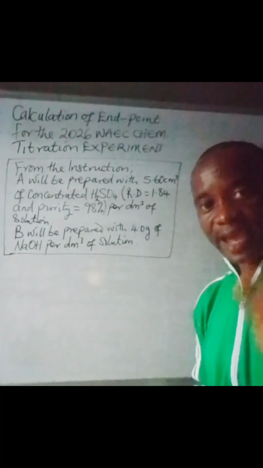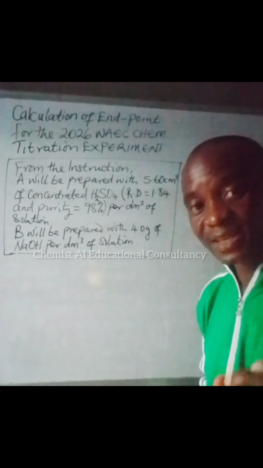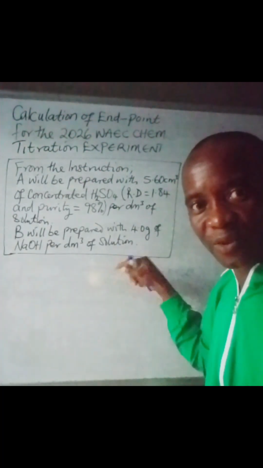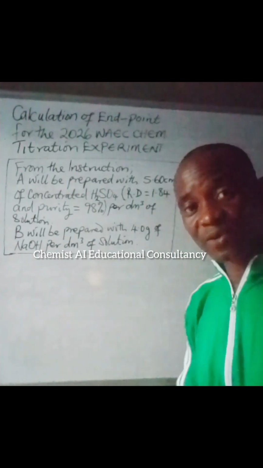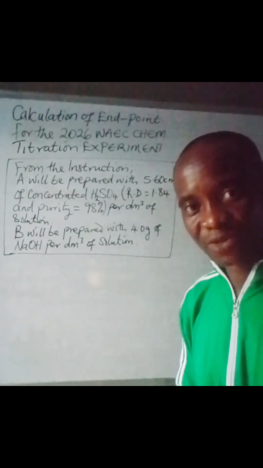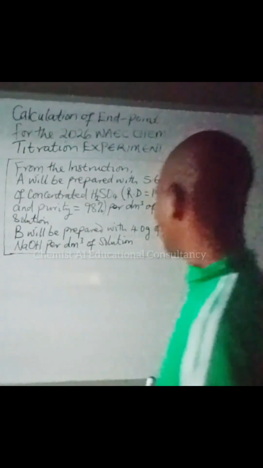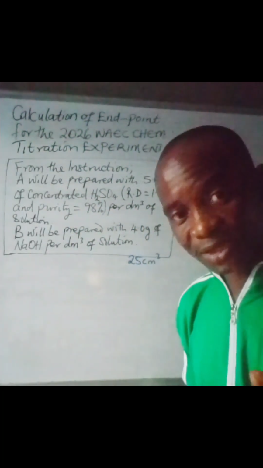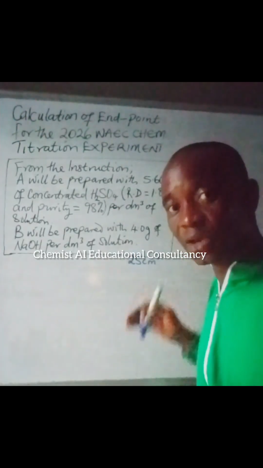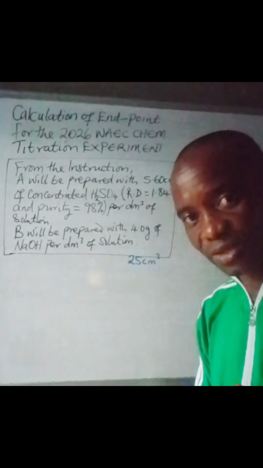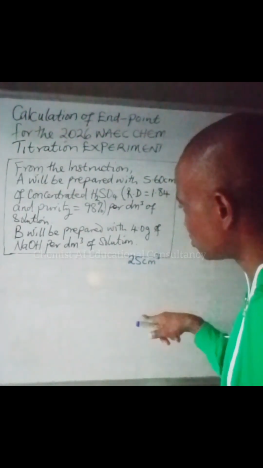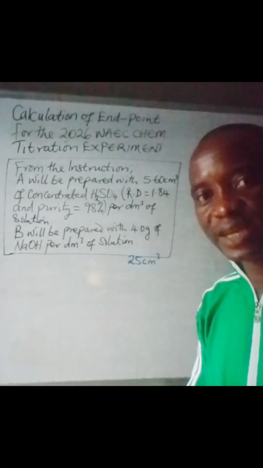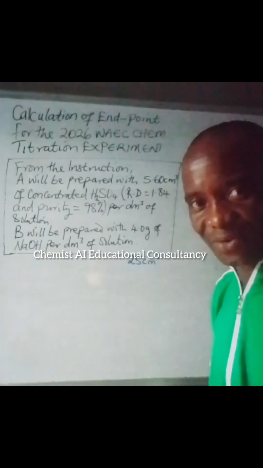Now, the endpoint is the specific volume of the acid that will neutralize the pipette volume of the base you are using in your school. I'm going to assume that you are using a pipette with a volume of 25 cm³. If you are using a pipette volume of 20 cm³, what you have to do is to follow through this lecture and substitute 20 for 25. You will get your unique endpoint. Now let's get into the calculation of the endpoint.